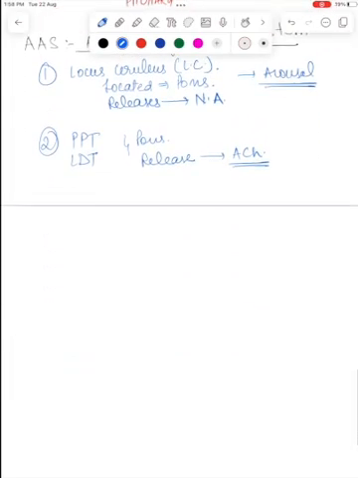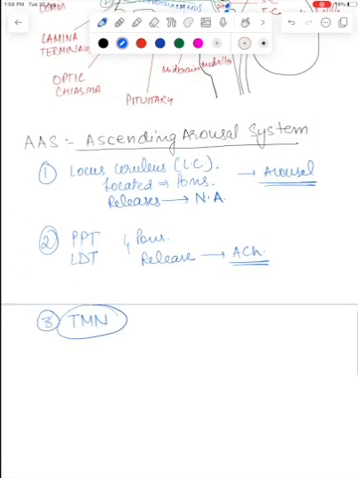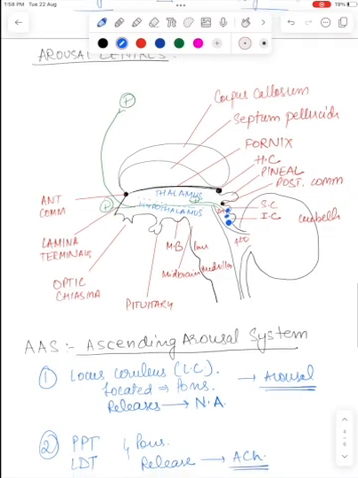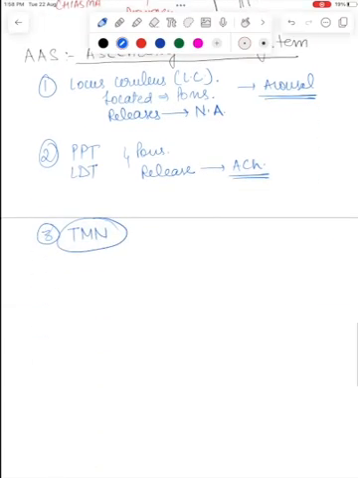The third center that you need to keep in mind, a very important one, is the TMN or the tuberomammillary nucleus. Now this is the nucleus that is actually located in the hypothalamus. It is not located in the brainstem, it is located in the hypothalamus. And what does it release? Principally, it releases histamine.